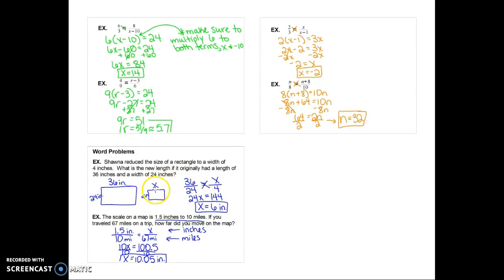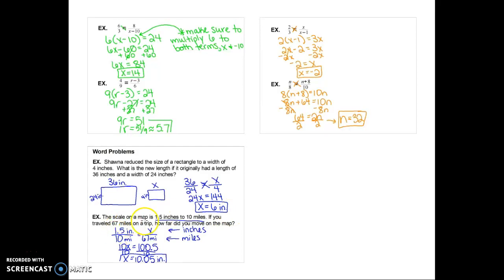Now I have to be consistent. In my first one, my numerator was the length. So in my smaller proportion, my numerator has to also be the length. So it has to be x over 4. You have to be consistent. If you do length over width, your new one has to be length over width as well. Now it's just a regular proportion. Cross multiply, you get 24x equals 144. Divide both sides by 24, you get x equals 6 inches as your answer. You need to have units. There were units in the original values. You need to have units with your answer.